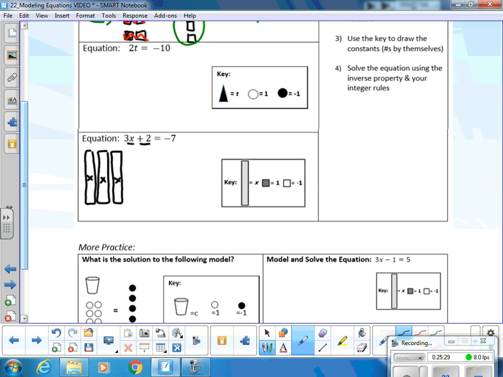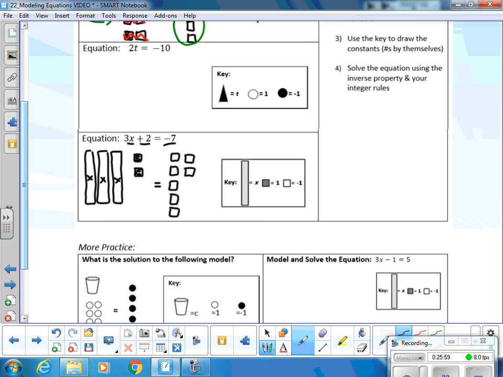Now I have a positive 2, and positive 2's are dark squares. So here's 1, here's 2. And that is equal to negative 7, and 7 is represented by white squares. 1, 2, 3, 4, 5, 6, 7. Okay. Now I have to solve. In order to solve, I start by undoing the addition.